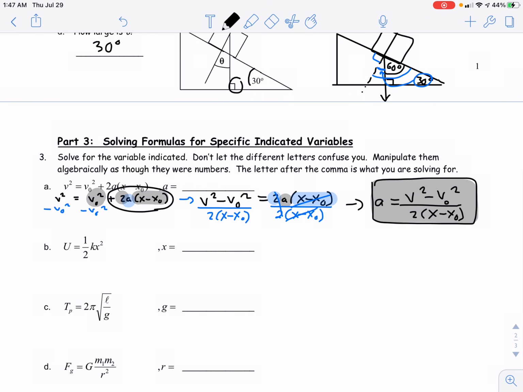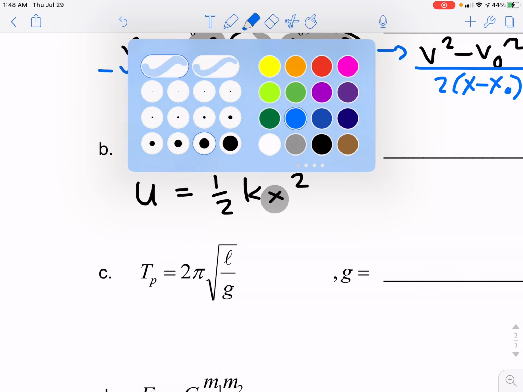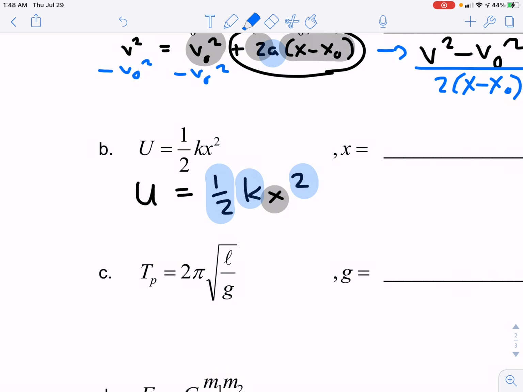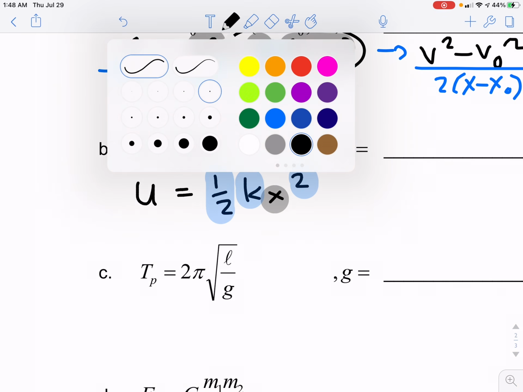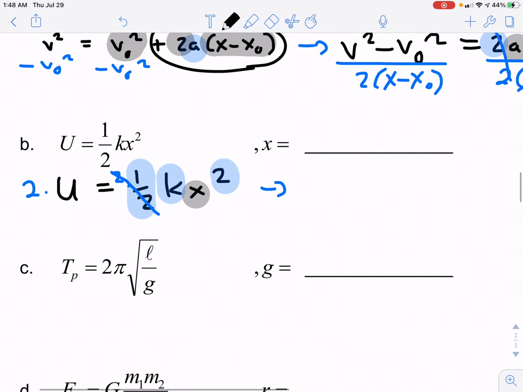Letter B. U equals 1/2 kx squared. Again, I'm going to start by recopying this. U equals 1/2 kx squared. Now I'm trying to solve for x, which means I have to get rid of 1/2 k and the squared. Well, to get rid of the 1/2, I can multiply by the reciprocal of 1/2, which is 2. So I'm going to multiply both sides of the equation by 2, and 2 times 1/2 cancels the 1/2. Rewrite this. We get 2 times u equals k times x squared.